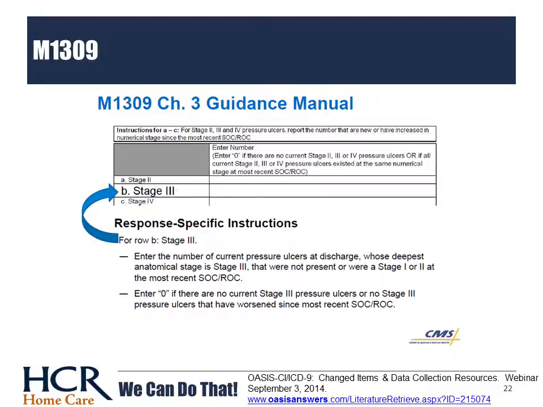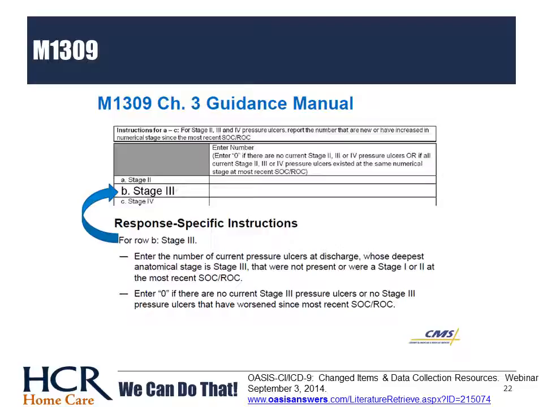Now let's talk about stage 3 pressure ulcers. So again, you will have an individual question on your tablet for the home care home-based system that will ask you, for stage 3 pressure ulcers, report the number that are new or have increased in numerical stage since the most recent start of care or resumption of care. You can enter a 0 if there are no current stage 3 pressure ulcers, or if all of the current stage 3 pressure ulcers existed at the same numerical stage since the most recent start of care or resumption of care.